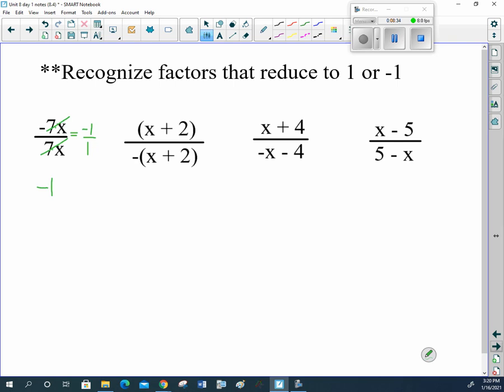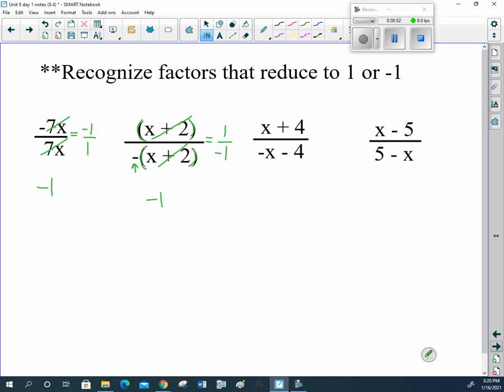Over here, I see that I've got an x plus 2 divided by an x plus 2. These two factors are the same thing, so I'm going to reduce that, and when I do, I end up with 1 divided by negative 1. I've got this negative sign in the bottom. Well, 1 divided by negative 1 is still negative 1.